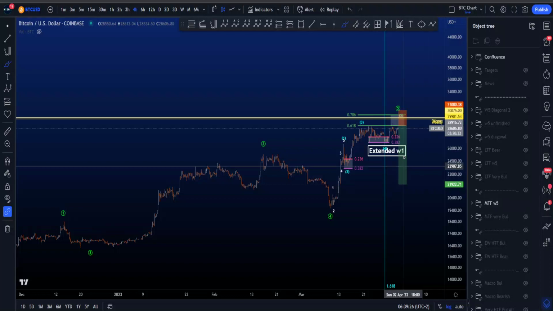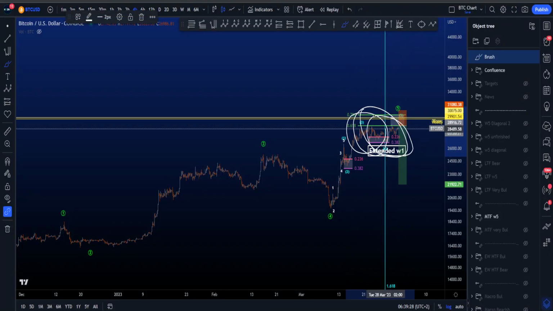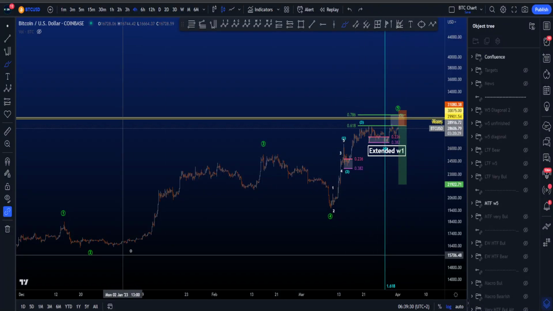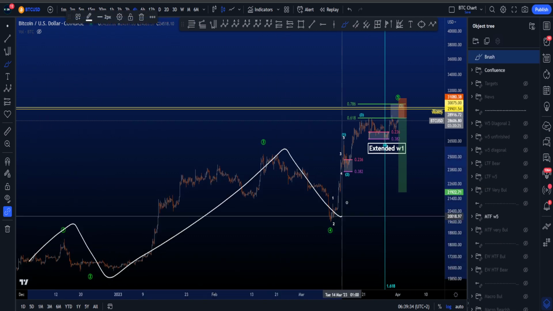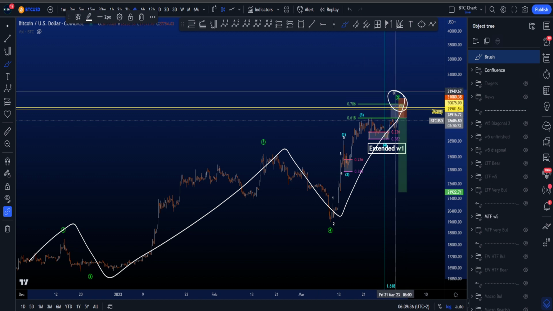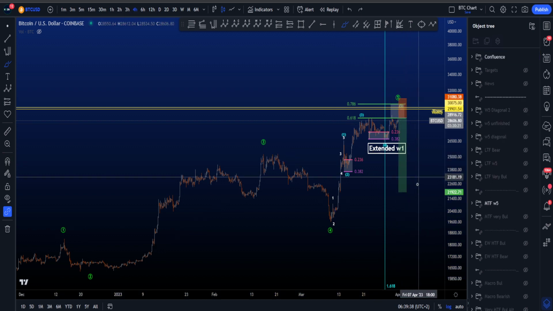Hi everyone, let's go through my low time frame scenarios, but to put things into perspective, I think it's important to start with my preferred scenario on a medium time frame, where I'm looking for a 1, 2, 3, 4 and now ending this fifth wave over here in green before then downside is expected.